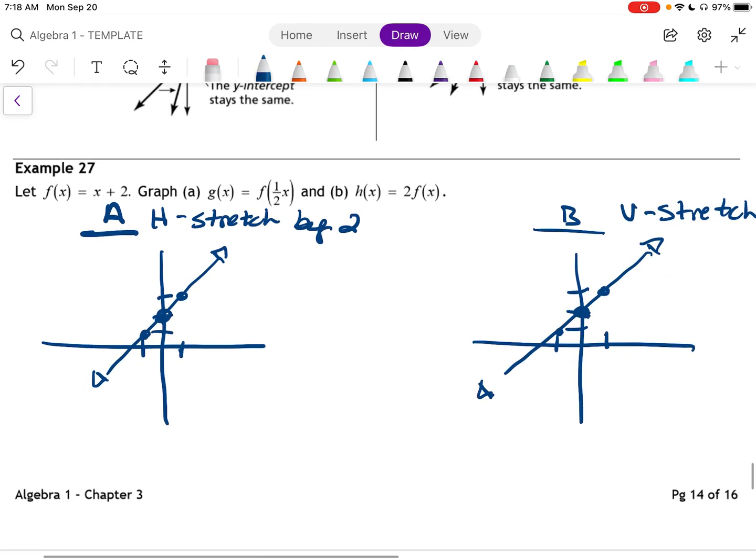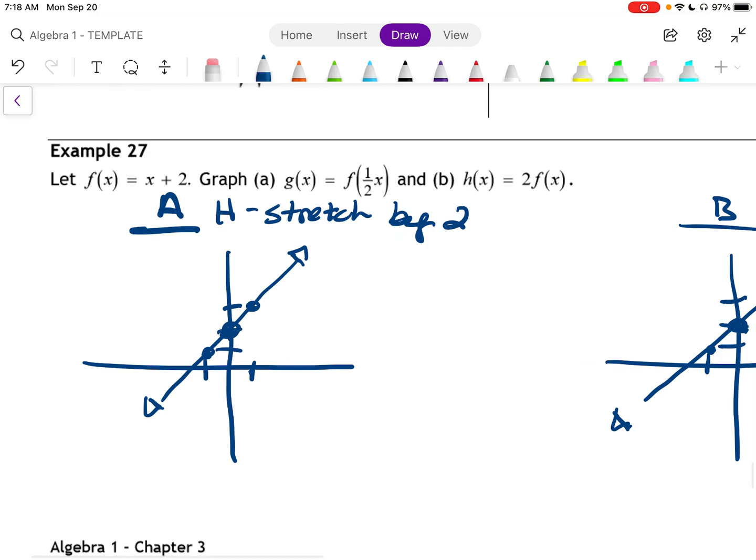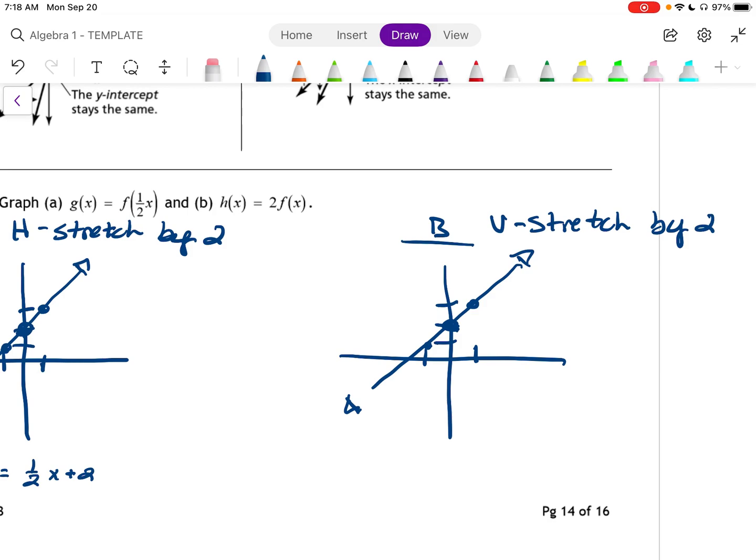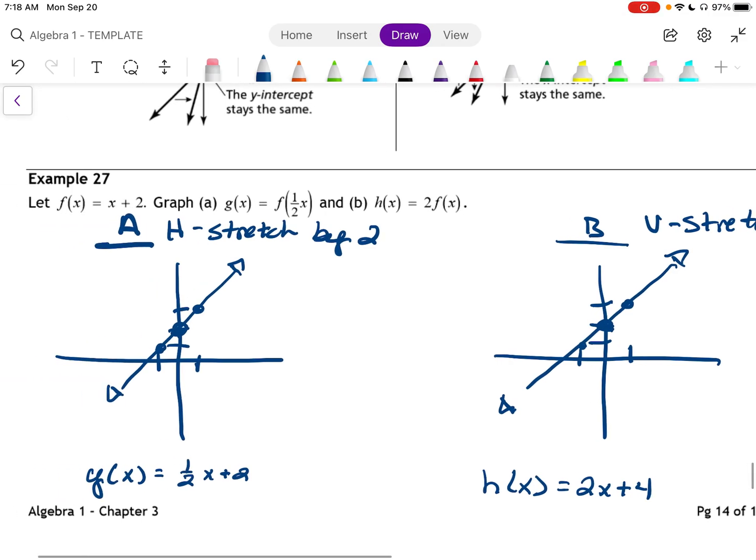Now, I'm not going to actually graph this. We could. This would be graphing the function, what would this be? g of x equals 1/2 x plus 2. And the other one would be h of x equals 2x plus 4. I'm not going to graph those for real, but I want to show you what would happen.